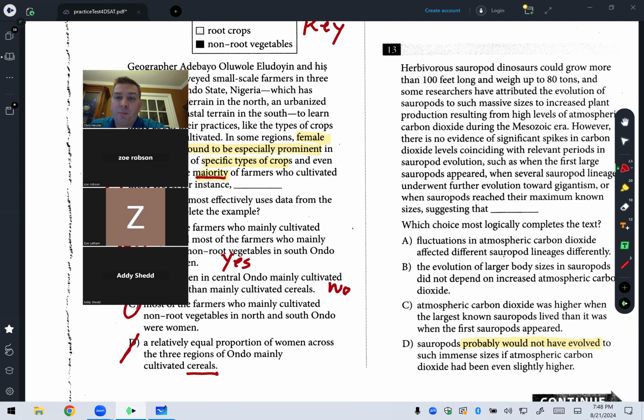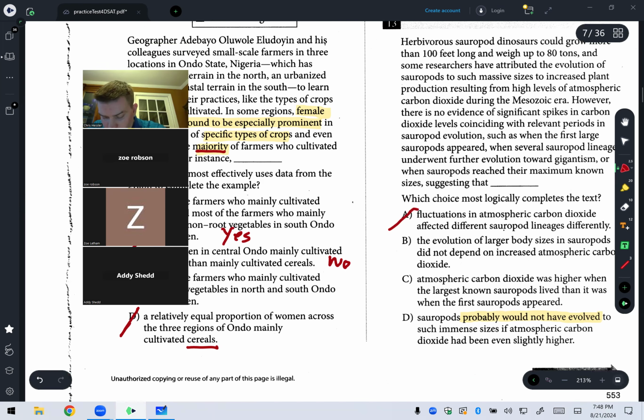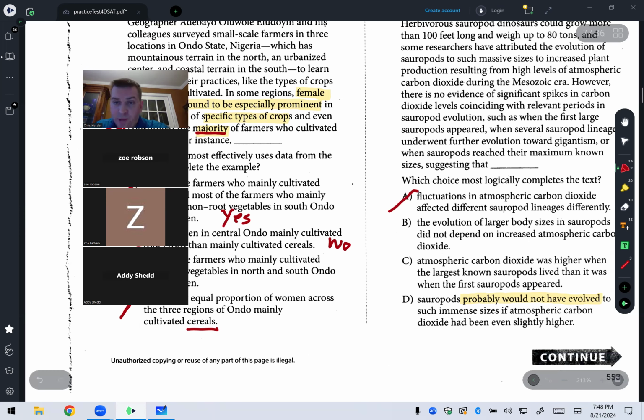So we need to logically complete this text. Does this suggest that fluctuations in atmospheric carbon dioxide affect the different sauropod lineages differently? We actually don't know that. The passage never makes that claim. I can't infer that from the passage. All right. Let's look at another wrong answer.